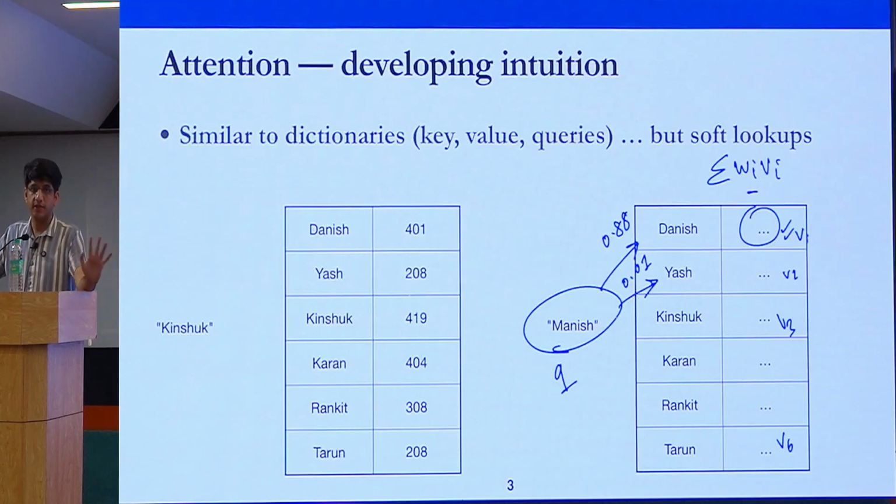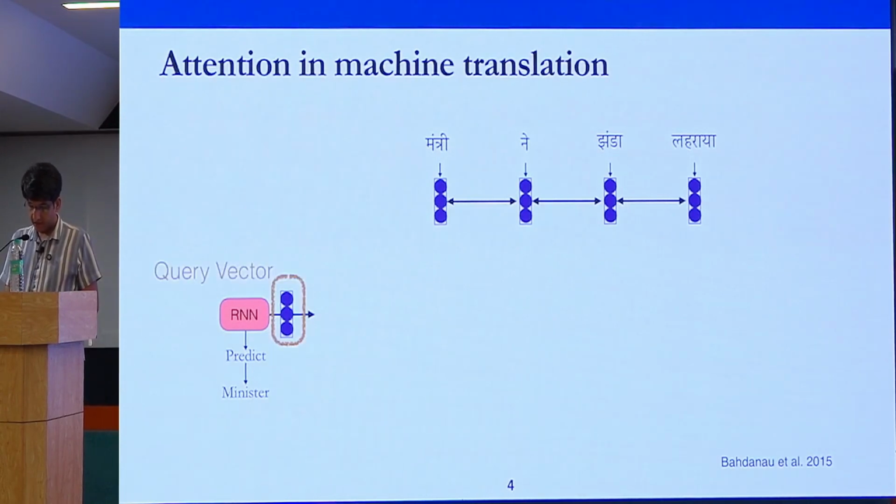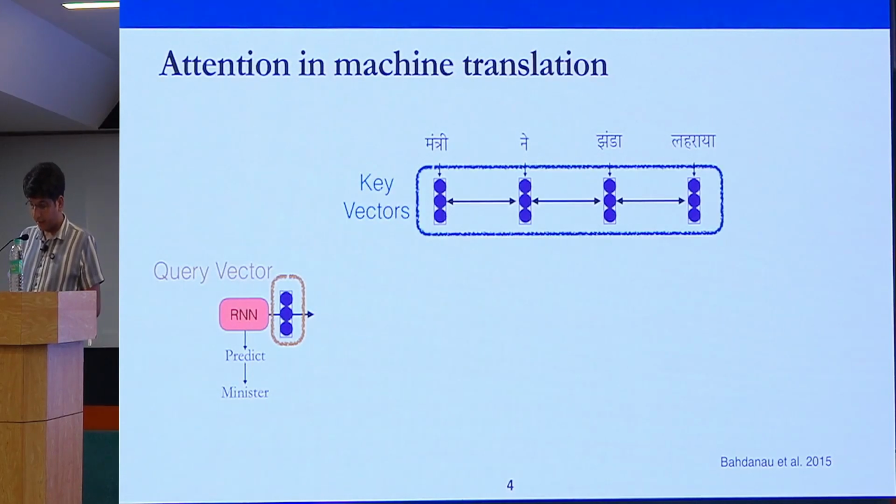Again, this is something you learned, it's a soft lookup. We can apply this now to an RNN. Let's say you've already predicted the word minister, and you want to predict the next word. This hidden state after the RNN becomes your query vector. And these are all the keys that you want to ideally match. You want to look up what should I predict next, and you try to match with all the potential hidden states in the source sequence.